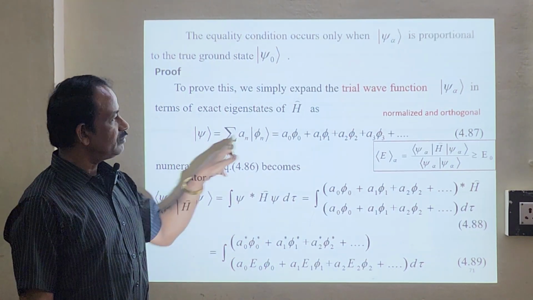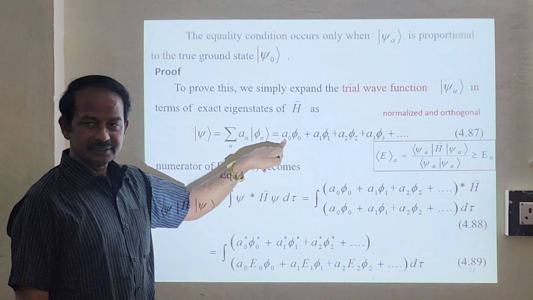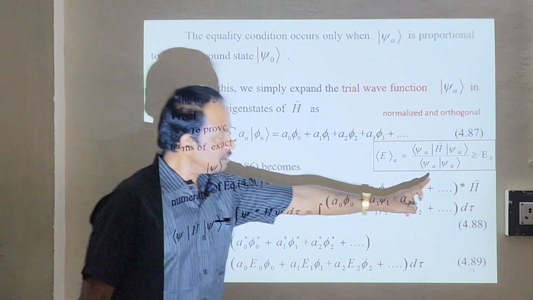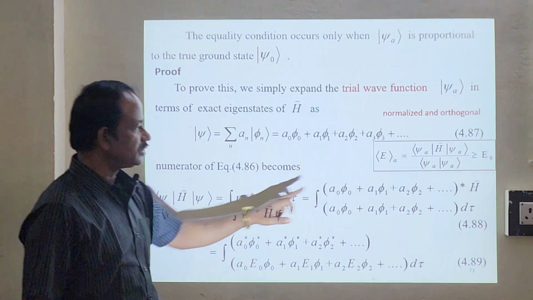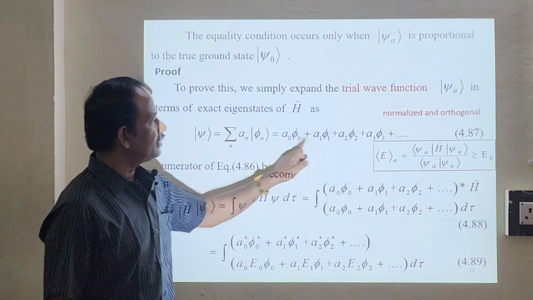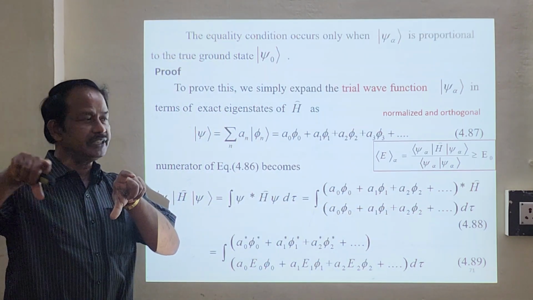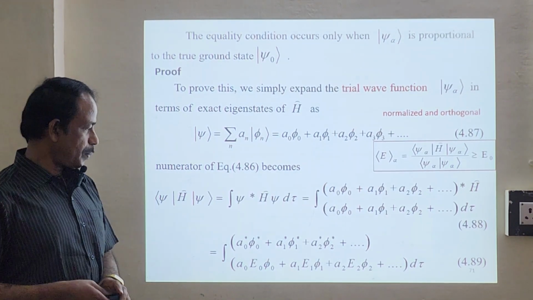Now psi is given by this one, so psi star must be the complex conjugate of this, which is A naught phi naught plus A1 phi 1 and so on, complex conjugated. The same H is here, and you are going to write psi, which is given by this expression. So H is sandwiched between your ordinary wave function and its complex conjugate.